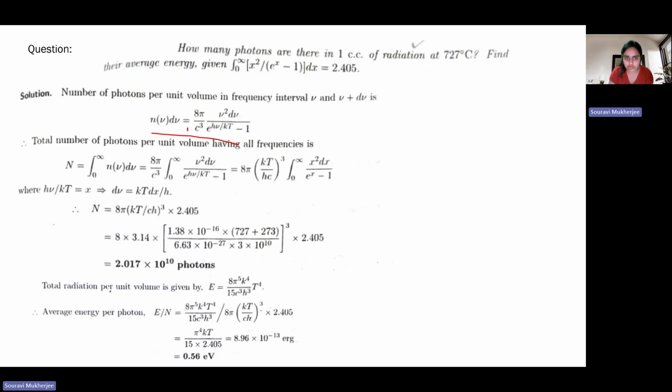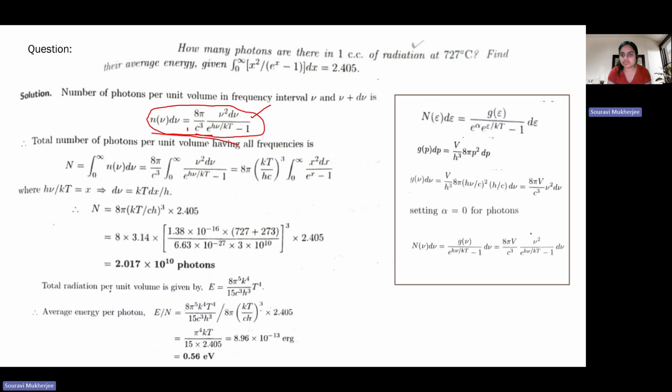The main point here, and why I included this question, is how did we get to this expression? How did we get to this distribution, which tells us how many photons there are per unit volume in this frequency range? So how did we write this expression? Here we have used the Bose-Einstein distribution. How? Suppose you want to find the number of photons in some energy interval epsilon to epsilon plus d epsilon, how will you write it?